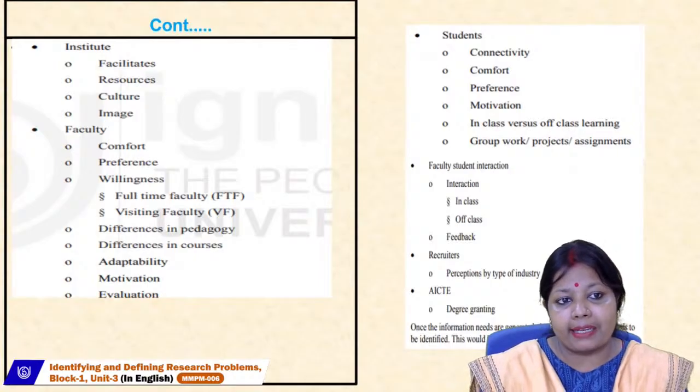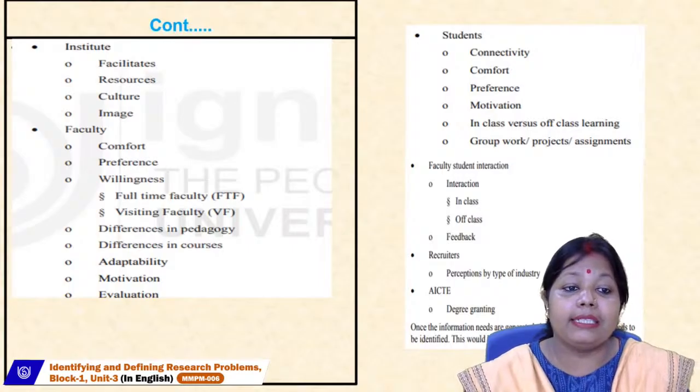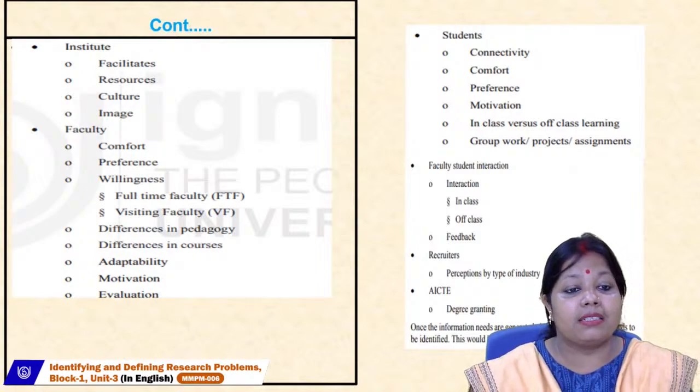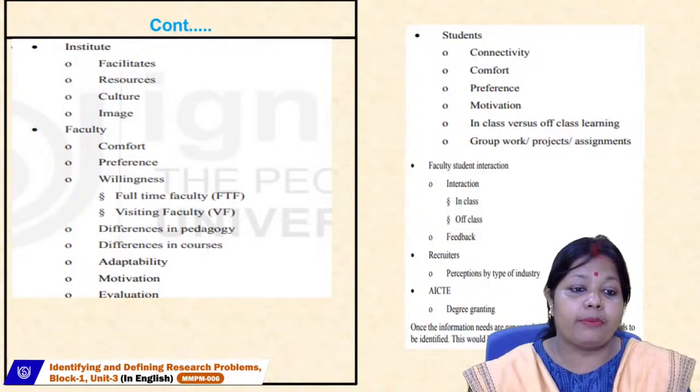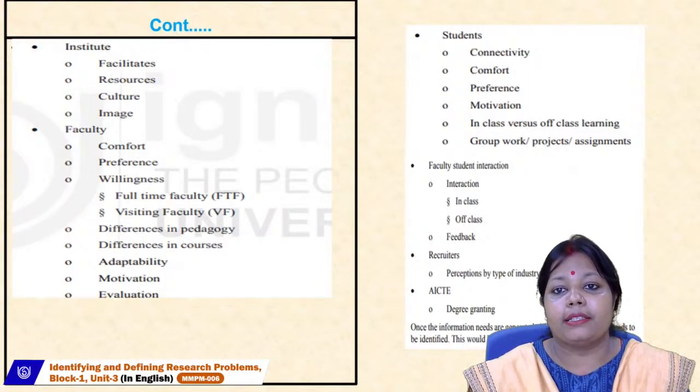If we come to the faculty, are they comfortable? Is it preferable? What is the willingness of the faculty? Is full-time faculty or visiting faculty required? What are the differences in pedagogy between offline and online mode? Differences in course, adaptability again is a question, motivation, evaluation, all these questions come under the faculty mode.